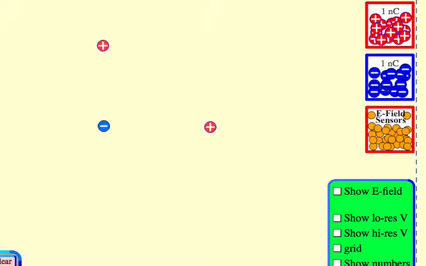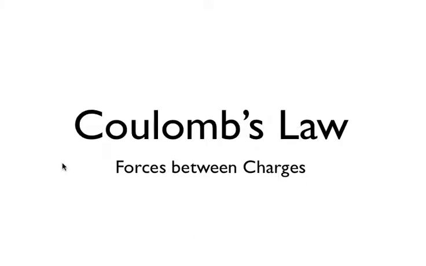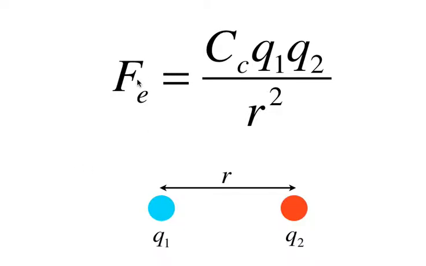To actually find the value of the force, we use Coulomb's equation, which states the electric force equals Cc, Coulomb's constant, 9e9, times charge 1 in coulombs, times charge 2 in coulombs, divided by the distance in meters squared. So if these are my two charges, the amount of force depends on the amount of charge and the distance.